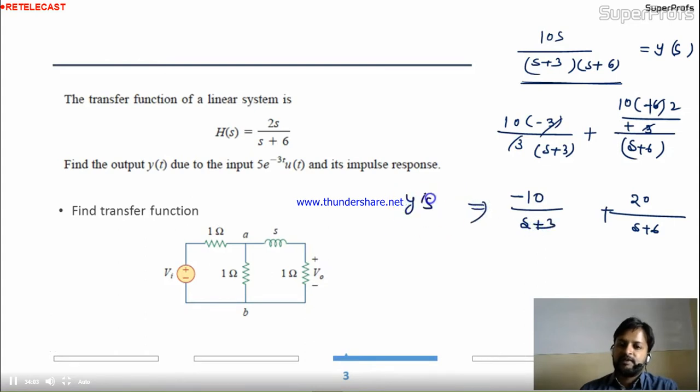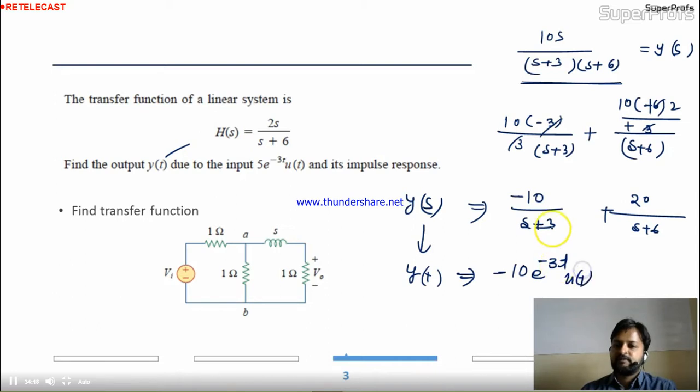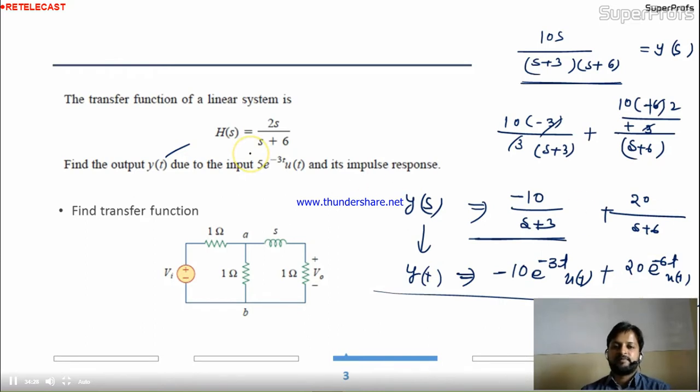Now this is your Y(s), but they're asking for the y(t). For the y(t) I have to take the inverse Laplace transform, right? So this will become y(t). What is the inverse of this? Minus 10 e to the power minus 3t u(t). This is the inverse of this. This is the mathematical part, okay? That's why I'm doing it very fast. This will be e to the power minus 6t u(t). This is nothing but the y(t) for this. This is all about the transfer function, okay?